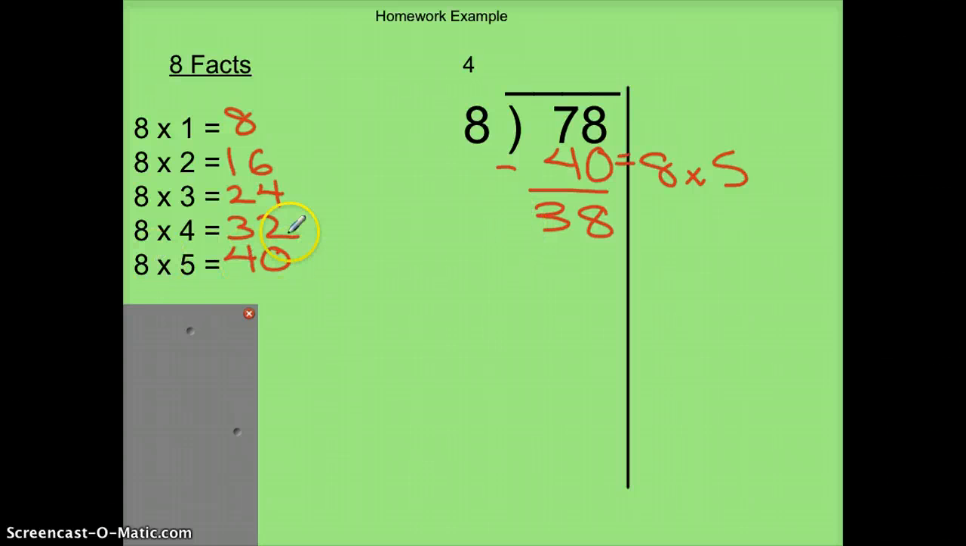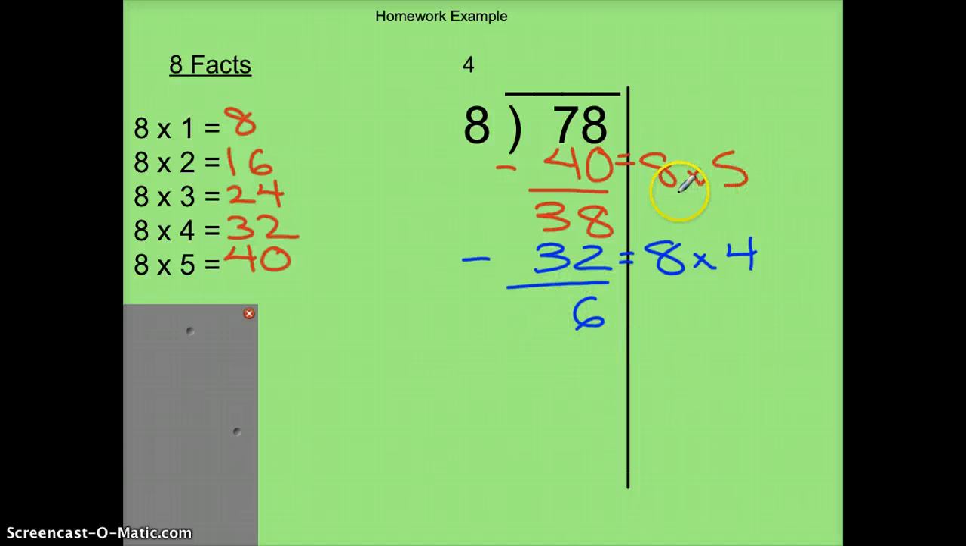40 is going to be too many. 32 looks like it'll work. So the fact is 8 times 4 equals 32. 8 minus 2 is 6. 3 minus 3 is 0. So now I'm left with 6. This 6 is telling me I can't make any more groups of 8 because I only have 6. Not enough to make a group of 8. This is now my remainder.